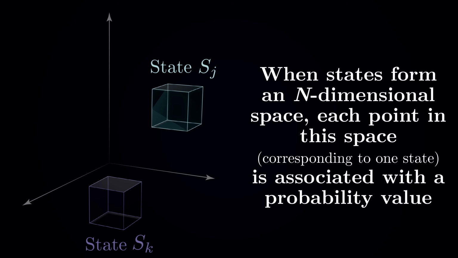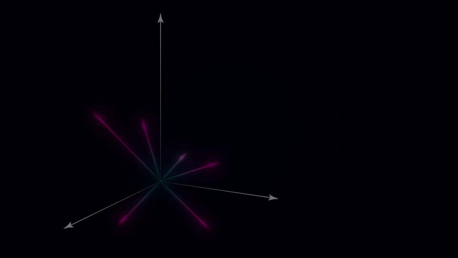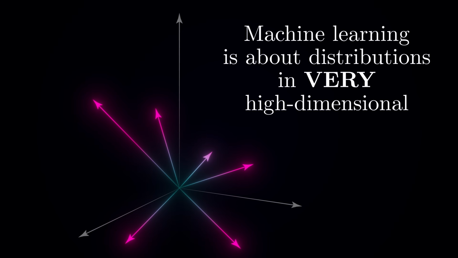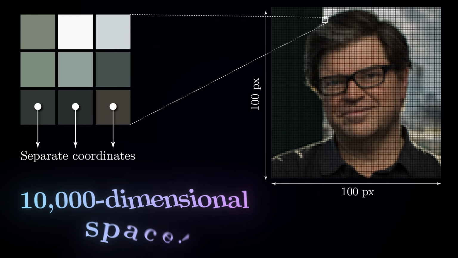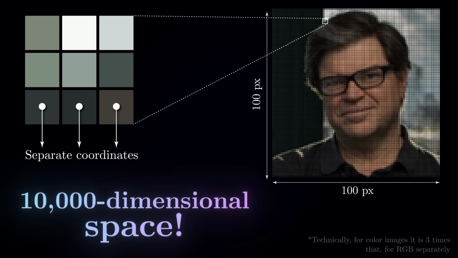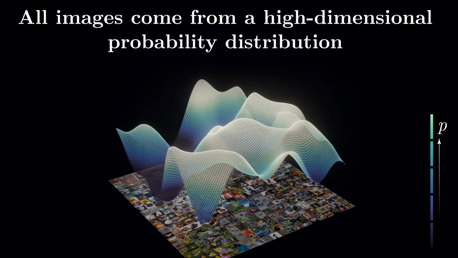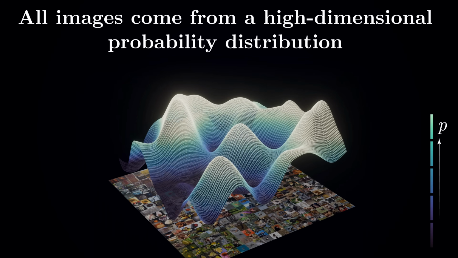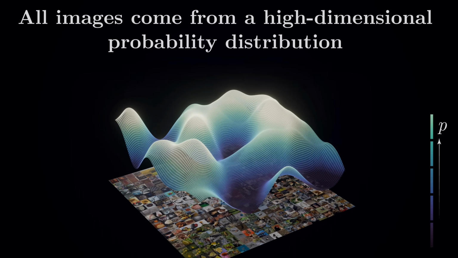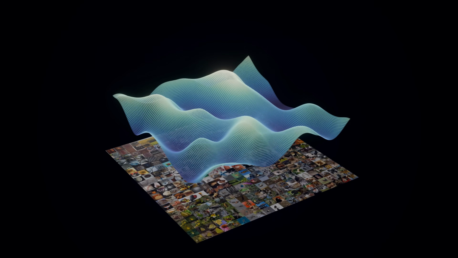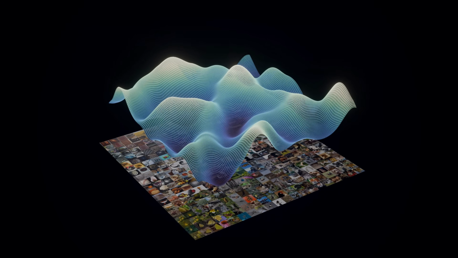In machine learning, we often deal with much higher dimensional probability distributions. For instance, all possible 100 by 100 pixel images occupy a 10,000 dimensional space, with one axis for each pixel's value. We can then reason about the probability distribution of images by assigning a probability to each point in this space. But how do we actually use or interact with these complex distributions?